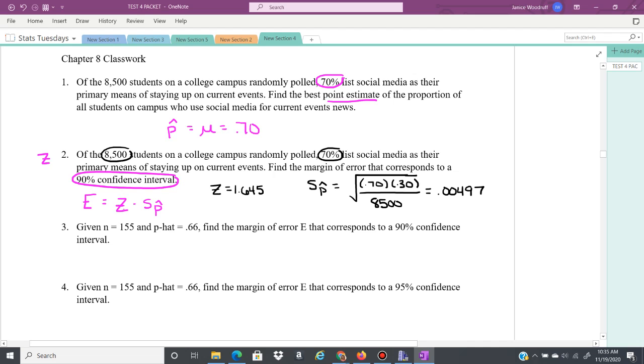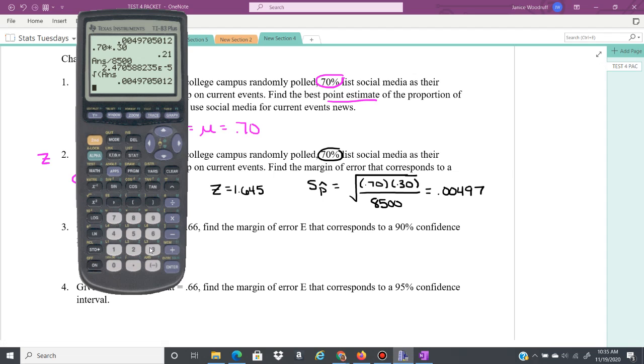So then the margin of error is going to be z times this number here. So I'm going to go on my calculator and multiply this number by my z value, 1.645. So that is going to give me an E of 0.0082.